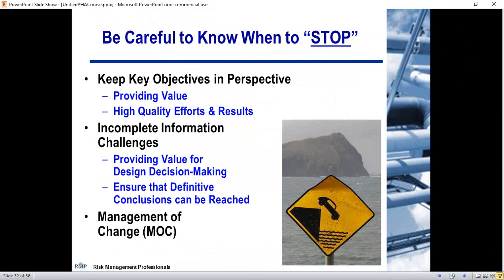If you go ahead and pull the trigger on design freeze too early, you're condemning the project to large numbers of management of change items that need to be tracked. This is very time intensive and can really bog down the project schedule.